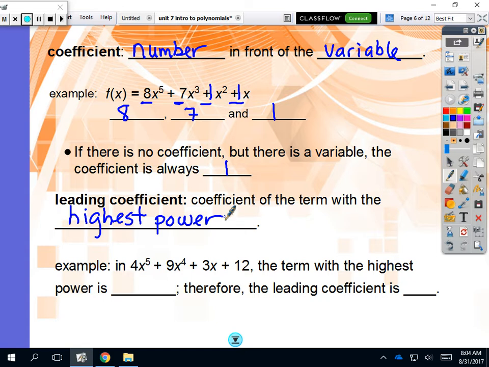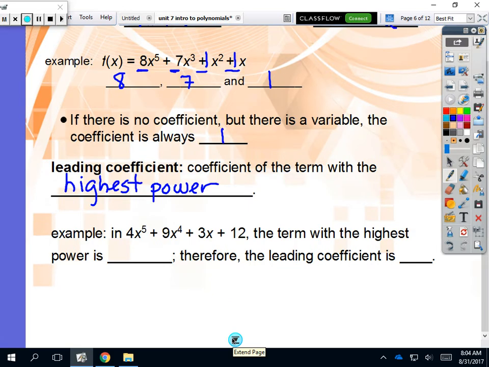Okay, so you've got the example 4x to the 5th plus 9x to the 4th plus 3x plus 12. The term with the highest power, remember our powers, this one would have a power of 0, 1, 4, and 5, is this term. So the degree, according to what we did up here, is 5. But that's not the lead coefficient. The term with the highest power is 4x to the 5th. So the lead coefficient is that 4, the number in front of the variable.